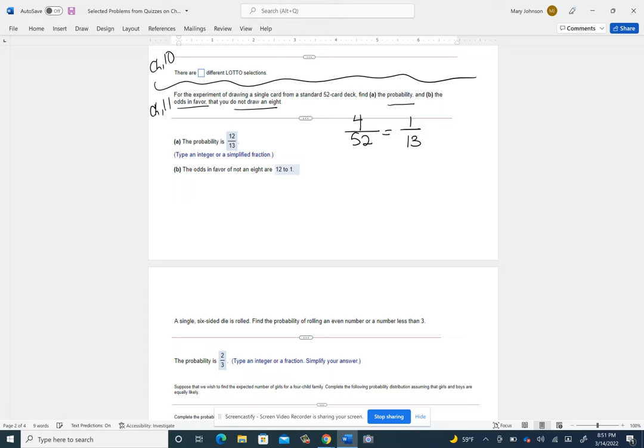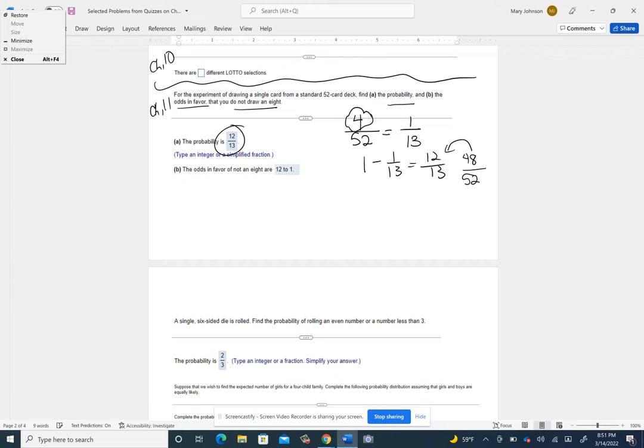And so the probability that you do not draw an 8 would be 1 minus that, which would equal 12 out of 13. Or if 4 of them are 8s, then that means the remaining 48 would not be 8s. And 48 out of 52, when you simplify that, would simplify to be 12 out of 13. So those are the two ways to get that answer.